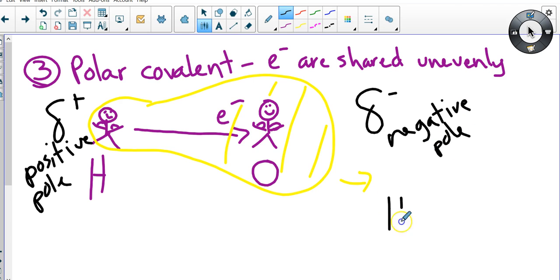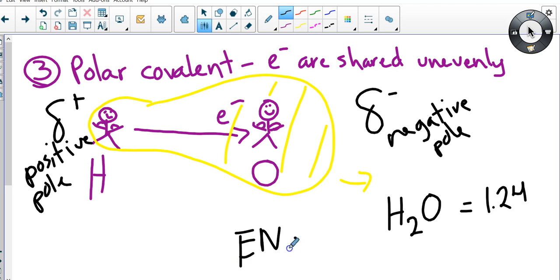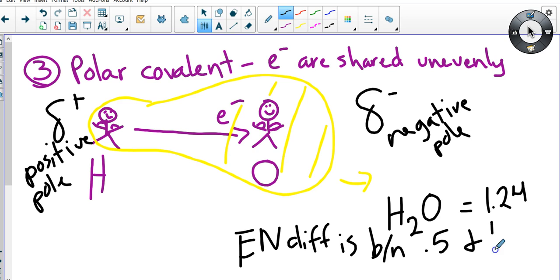Anyway, if I have H2O, it doesn't matter that I have two H's. When I calculate the electronegativity difference in that bond, it's going to be 3.44 minus 2.2. So that's 1.24, right? The electronegativity difference is between, look, BN means between 0.5 and 1.7. So it's everything in between ionic and nonpolar.